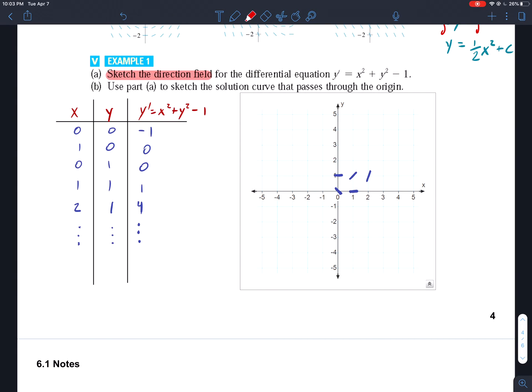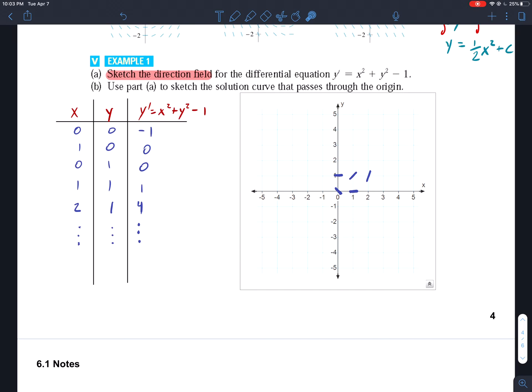Part B says, using part A, sketch the solution curve that passes through the origin. Okay, so I would need a lot more points because I need to know how it behaves. Clearly it's going up in this direction, and then it's being shot down and it's going to do something over here. I don't have any points in quadrant 1 or quadrant 4 over here or over here in quadrant 2.